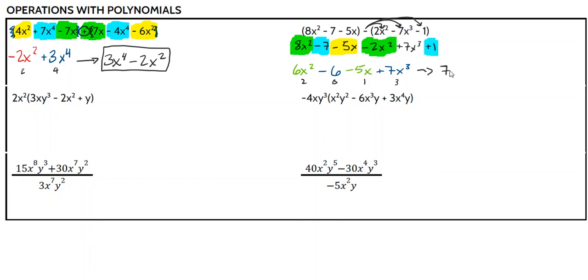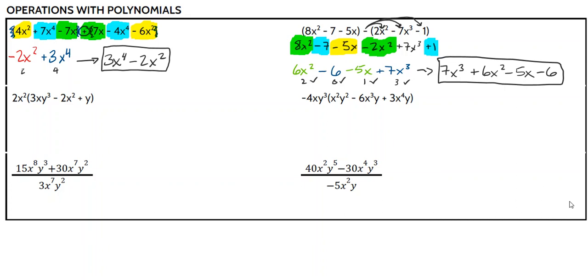This is positive, so it's going to stay positive 7x cubed. So that one's done. Then I go to degree 2. This one's also positive, so it's going to be plus 6x squared. And I've got degree 1. This one's negative, so I need to make sure I include that negative sign. And then we have another negative, so we want to make sure we include that. So in standard form, this would be our answer, and that would be a cubic polynomial.